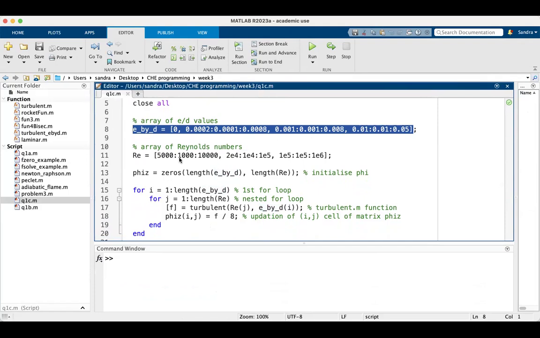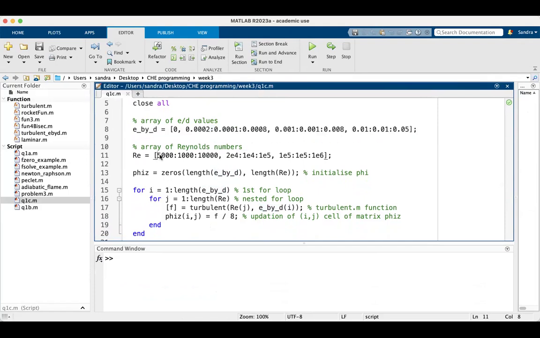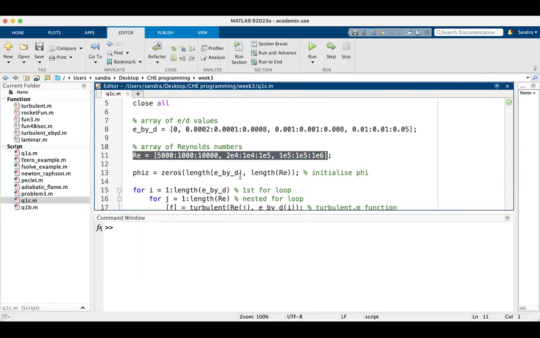And the Reynolds number also I'm dividing in the turbulent region. I'm having a very fine refinement from 5,000 to 10,000. It goes up to e raised to 6. So there's a large region of Reynolds number for the turbulent part.